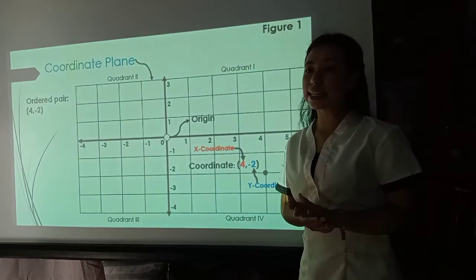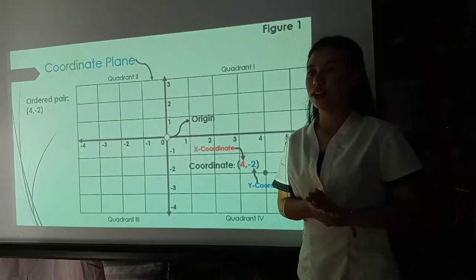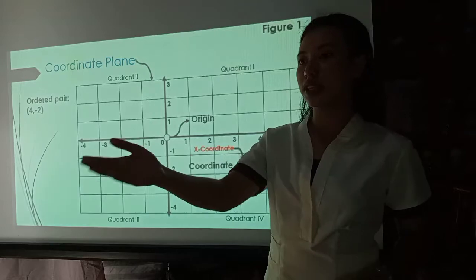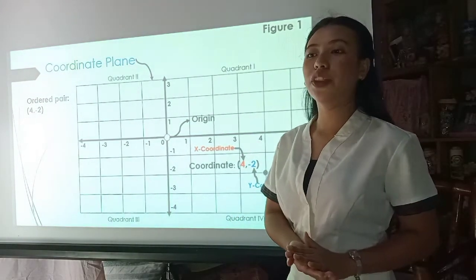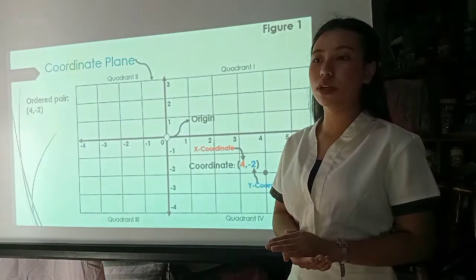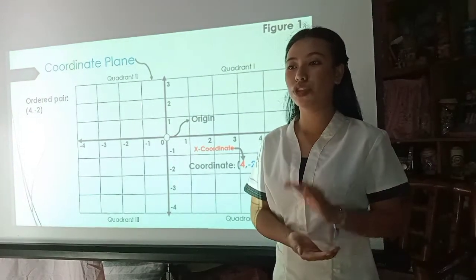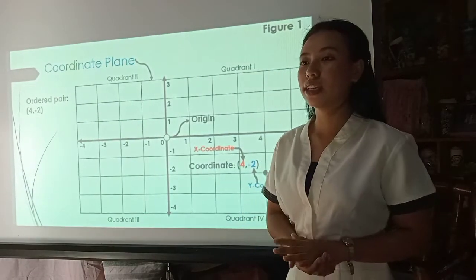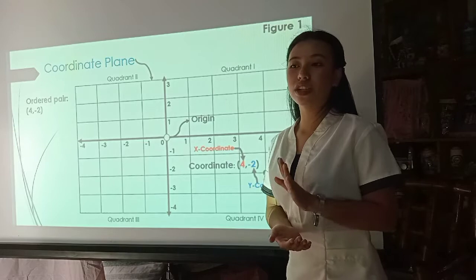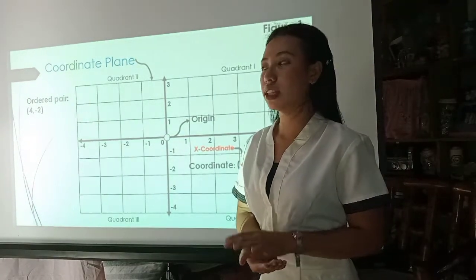So now, what is an ordered pair? Kindly define it, Miss Roslyn. Okay, very good, Miss Roslyn. An ordered pair is a set of two numbers with the x-coordinate, which is the independent variable, listed first, and the y-coordinate, which is the dependent variable, listed second.